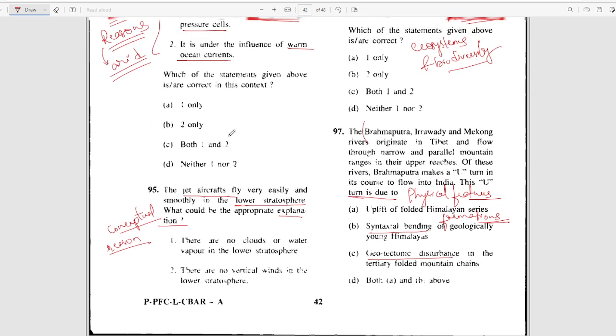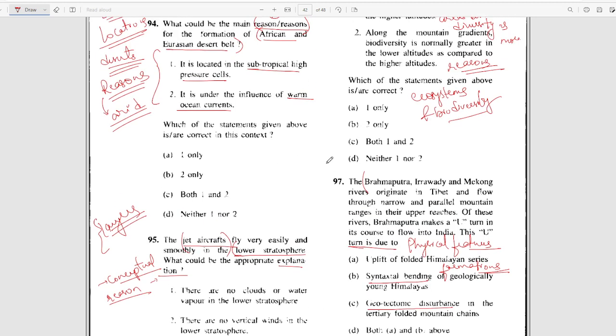Moving on to the next question, 95th. The jet aircrafts fly very easily, smoothly in the lower stratosphere. What could be the appropriate explanation? So I had already explained the layers of atmosphere are important. Read about those layers and what are the unique things about those layers. This is a conceptual question, and they've asked why the lower stratosphere is conducive to jet aircrafts, and why other areas are not conducive to jet aircrafts. So read about that.